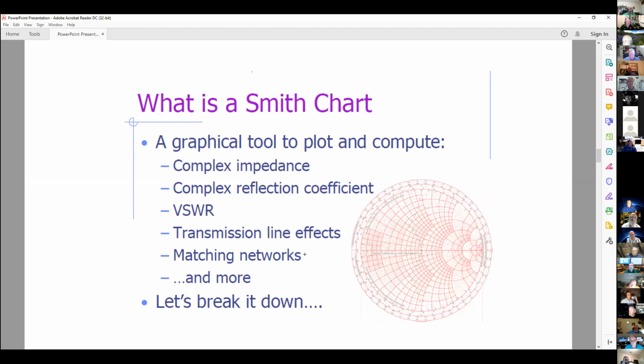So I borrowed this set of graphs from a set of slides to talk a little bit more about the Smith chart. These are from one of the ARRL technical directors. His name is in my credits at the end, but he did a fairly good job of it. So what is a Smith chart? It's a graphical tool to plot and compute complex impedance, complex reflection coefficient, standing wave ratio, and transmission line effects. You can do matching on it, and you can do a lot more. The Smith chart is a powerful tool.